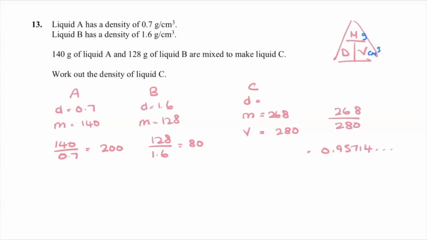Just written a few decimal places so I can make it really clear to the examiner what I'm looking at. It doesn't say how it wants me to round, so I am going to do 3 decimal places just to be on the safe side. That would go on my dotted line.